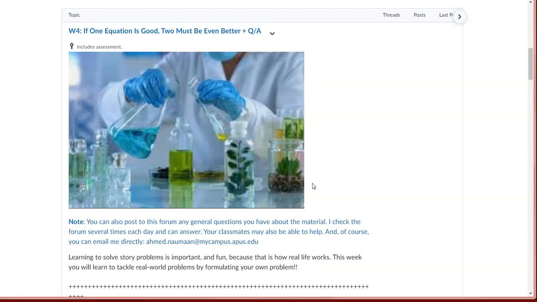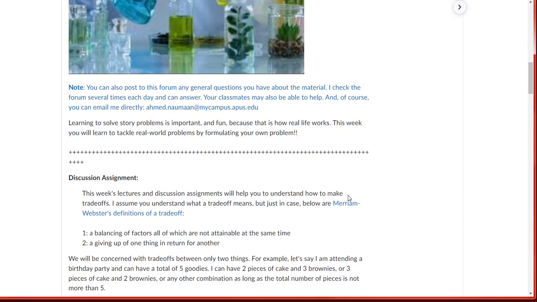Hello students, I'm going to describe to you this week's assignment about simultaneous equations. This is pretty much what I've written in the discussion assignment, but it may help you to hear it as well. So let's go through it.